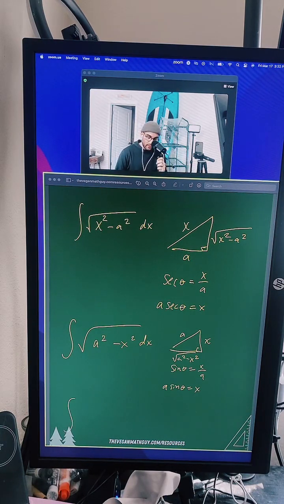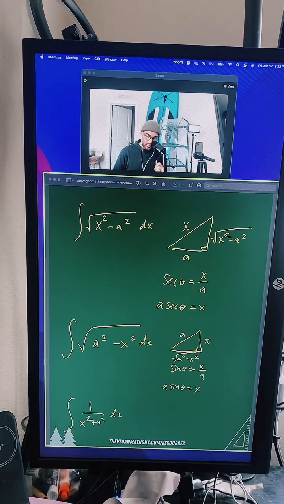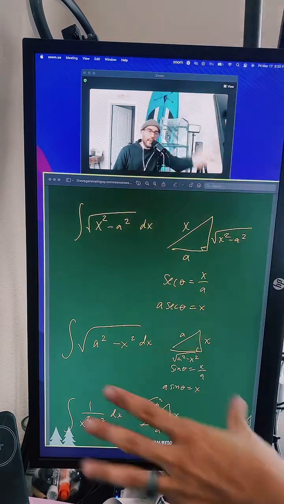And then the last one, if you have 1 over x squared plus a squared being added together, that's just going to be an arctan. Okay, so then you make your opposite your x, your adjacent your a, and then your hypotenuse is the square root of x squared plus a squared. Okay, get comfortable with these.